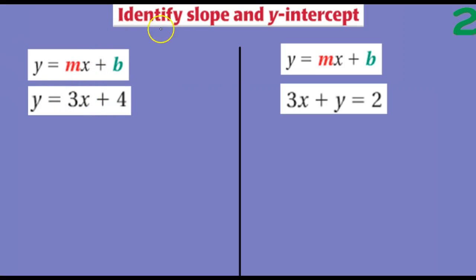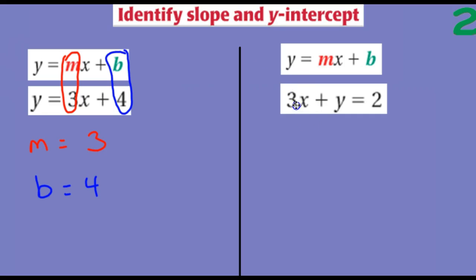So what we're going to do is identify the slope and the y-intercept of this equation. What I see is m and 3 are lined up. They're both in front of the x. So my m, or my slope, is 3. And the b, then, is lined up with the 4. So b equals 4.